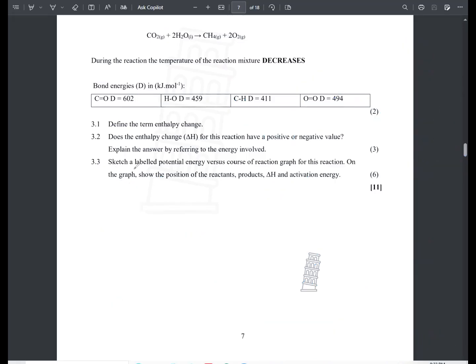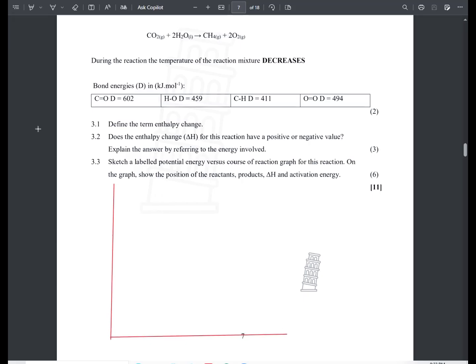Then 3.3 says, sketch a labeled potential energy versus course of reaction graph for this reaction. On the graph, show the position of the reactant, the product, the enthalpy change, and the activation energy. So this is what you're going to do now. So you would have your sketch. Okay.